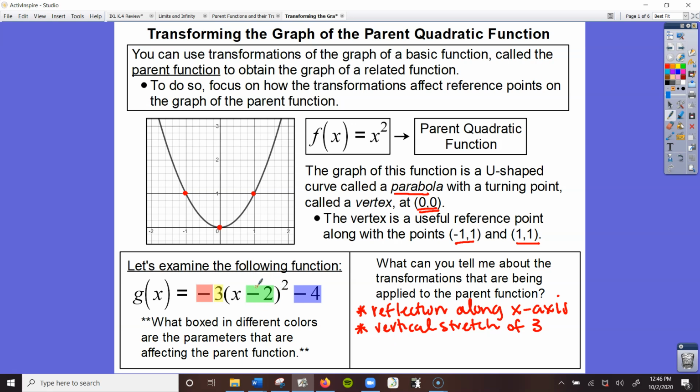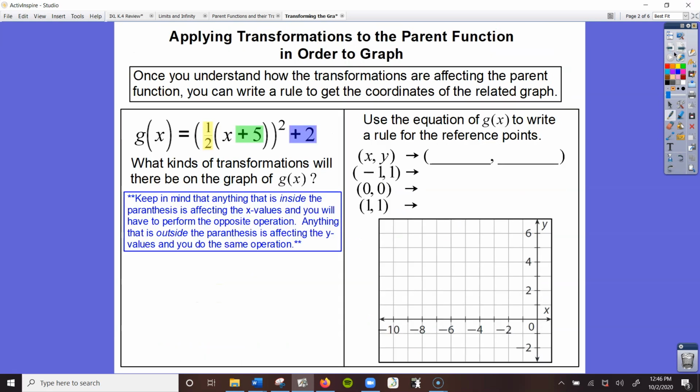The minus 2 inside the parentheses, remember when you're adding or subtracting, those are your translations. And anything inside the parentheses, you're going to do the opposite. So this will mean that the graph would move right 2 units. And our last transformation, we have this minus 4, meaning it will move down 4. So now, how do I translate these transformations onto a graph? Let's look at another example.